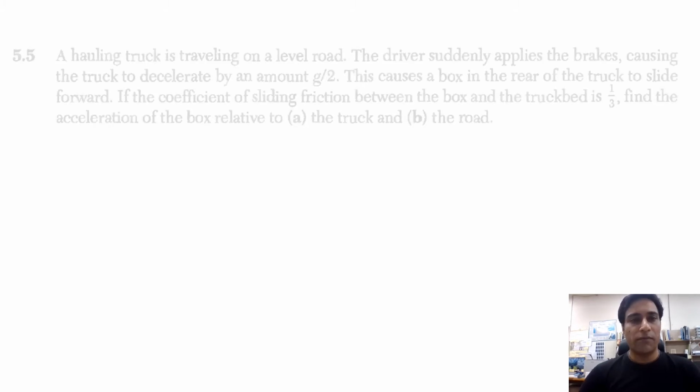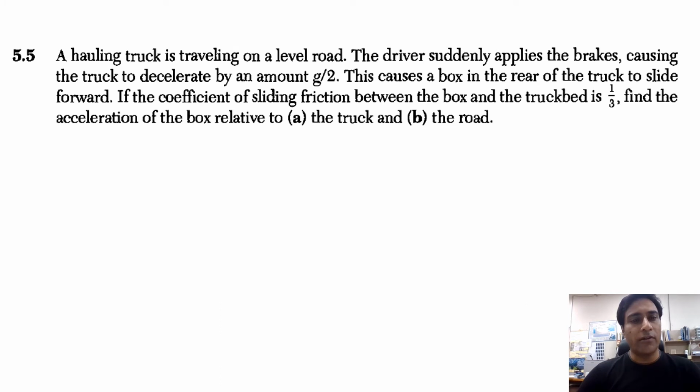In this video lecture I will solve problem 5 of chapter 5. The statement of the problem is that a hauling truck is traveling on a level road. The driver suddenly applies the brakes, causing the truck to decelerate by an amount g/2. This causes a box in the rear of the truck to slide forward. If the coefficient of sliding friction between the box and the truck bed is 1/3, find the acceleration of the box relative to the truck and relative to the road.